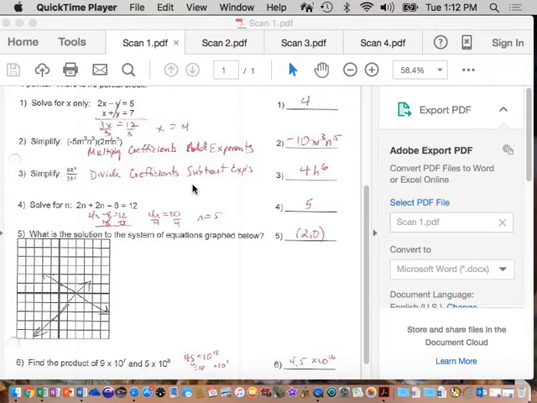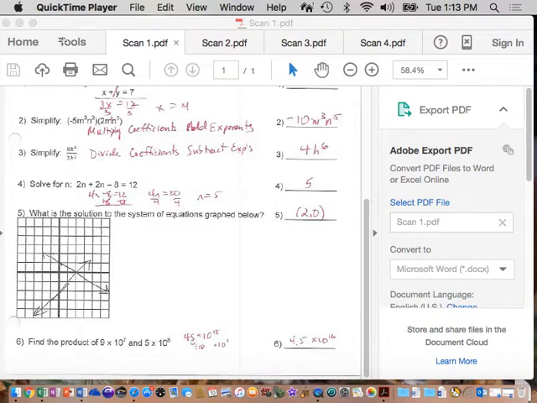For number 3, I got 4H to the 5th. Yeah, that's what I got. Is that an 8 and a 2? That's an 8 and a 2. Is it a 3? I thought it was a 2. Yeah, that's the problem. I thought it was a 2. So it should be 4h to the 5th. Thank you. Okay, let's go to the next page.